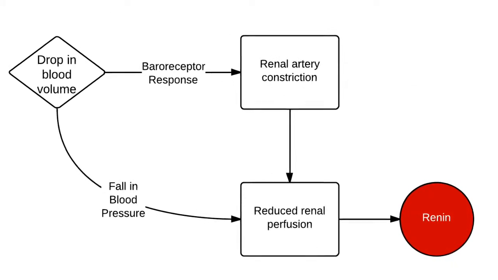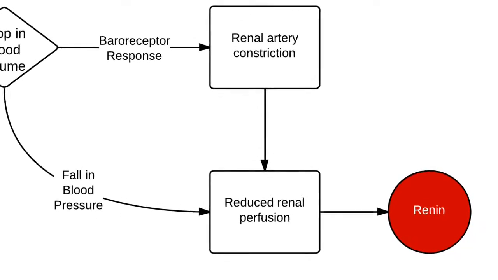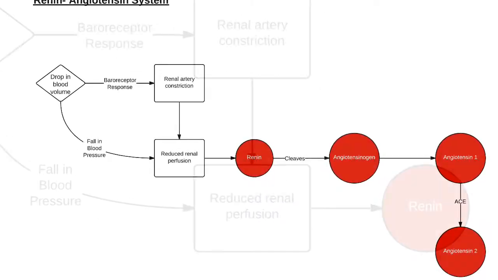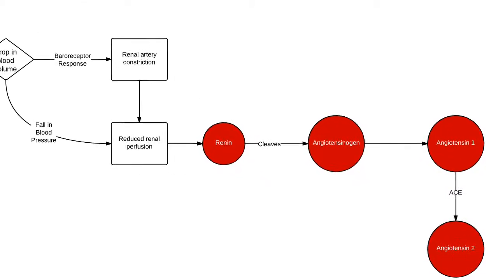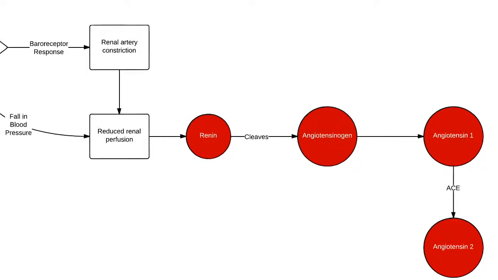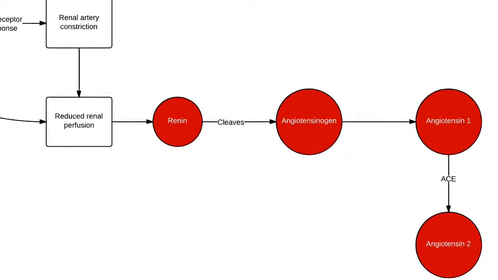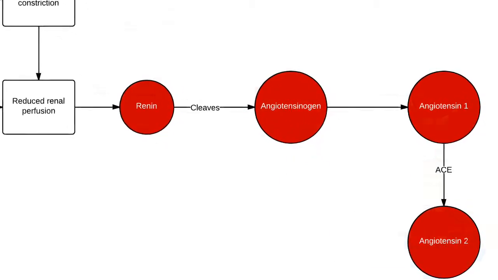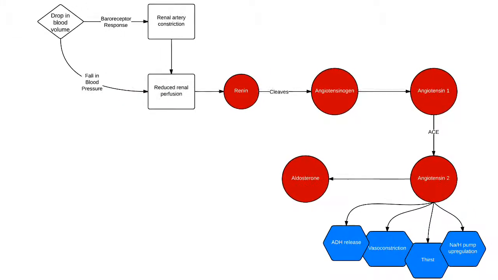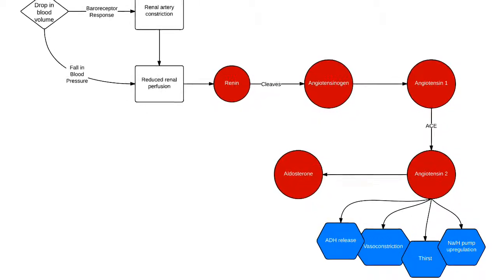This drop in blood pressure is detected in the juxtaglomerular apparatus. This in turn releases renin into the bloodstream. Renin then cleaves a plasma protein called angiotensinogen into angiotensin 1. Angiotensin 1 is then converted to angiotensin 2 by angiotensin converting enzyme, or ACE, which is found on the surface of the pulmonary endothelium. Angiotensin 2 has a huge amount of physiological effects, but the key ones are as follows.